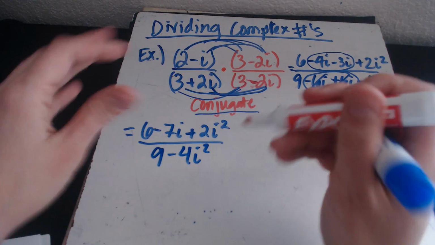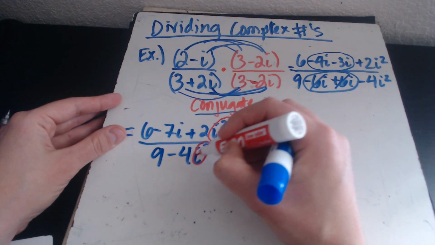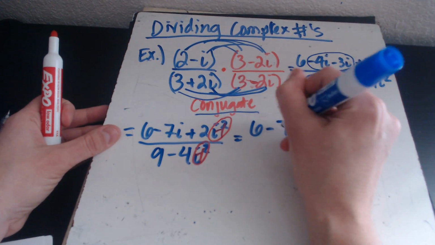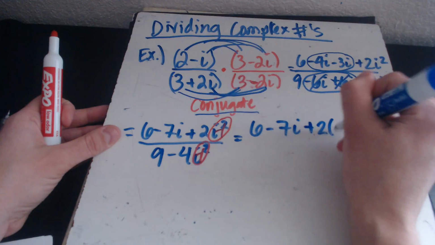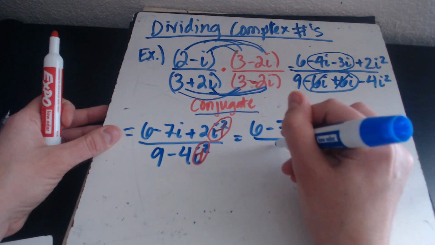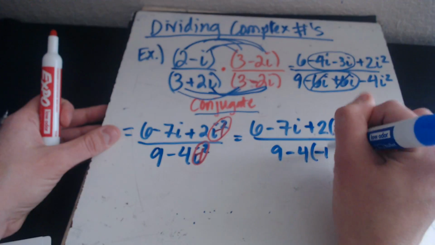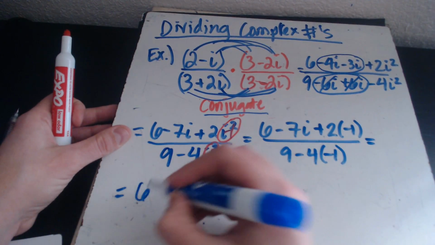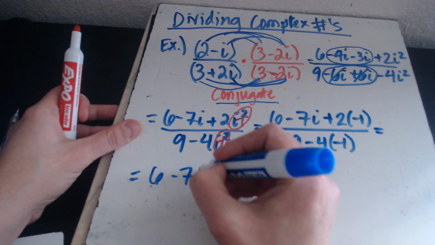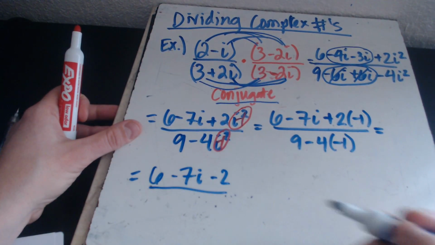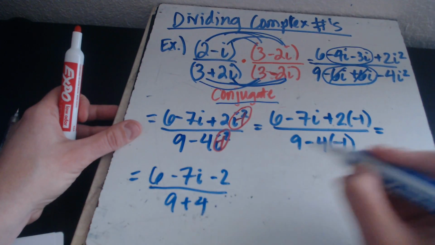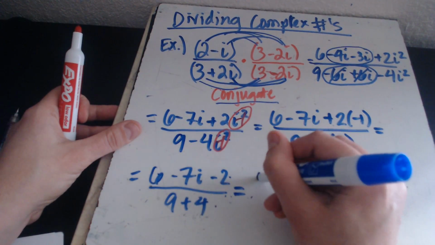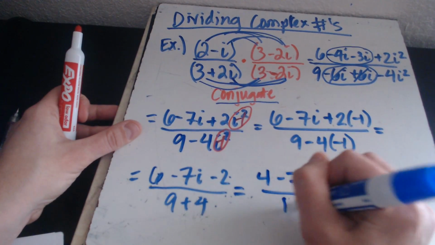All right, so this is the point where we see these i squareds, and we know that i squared is equal to -1. So we're going to substitute that in. So this is going to be 6 minus 7i plus 2 times -1. And this is going to be 9 minus 4 times -1. Okay, so those get substituted in. All right, so we have 6 minus 7i minus 2 over 9 plus 4. Negative times negative gives me positive. Then I combine those real numbers. So 6 minus 2 gives me 4 minus 7i all over 13.